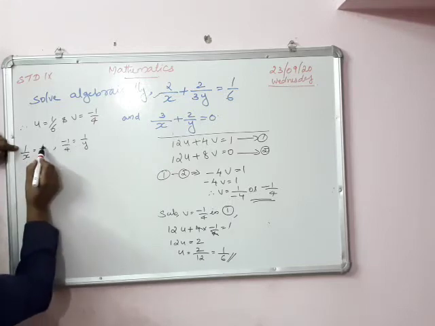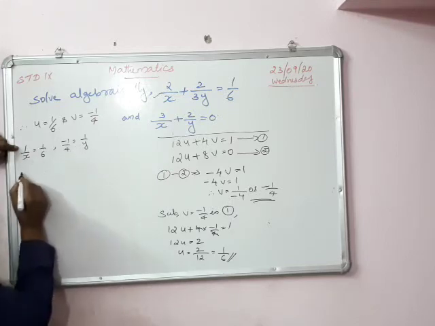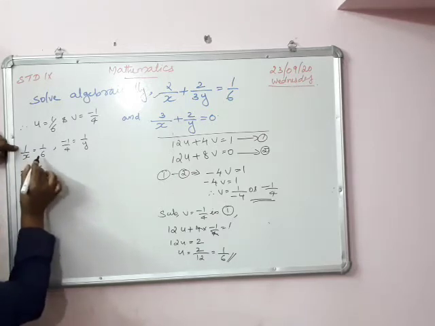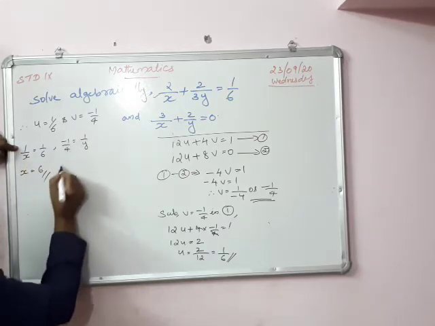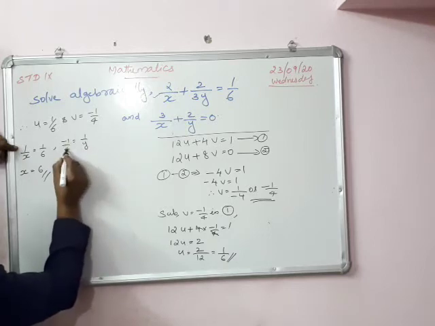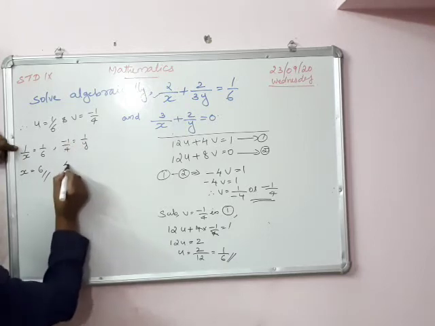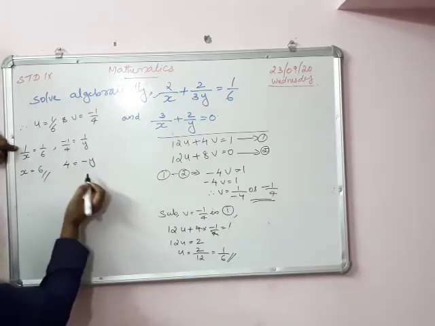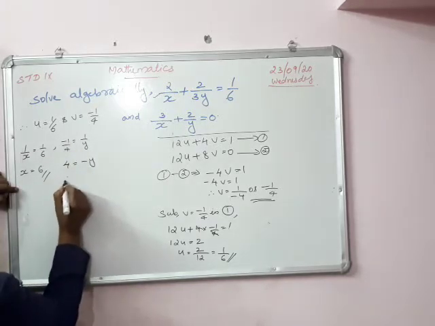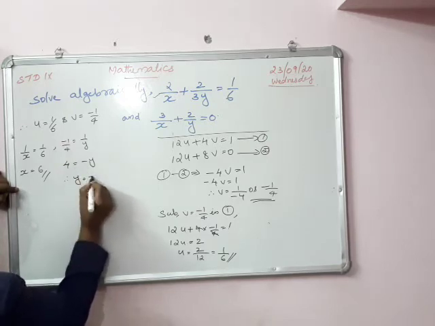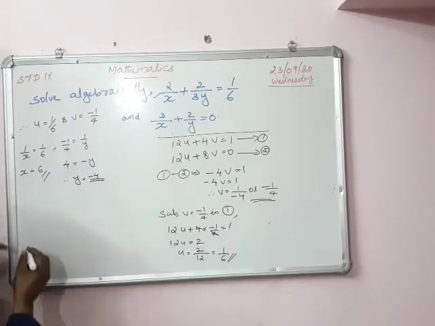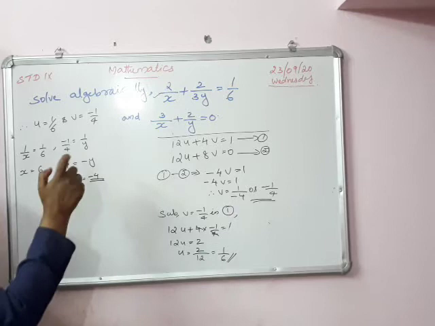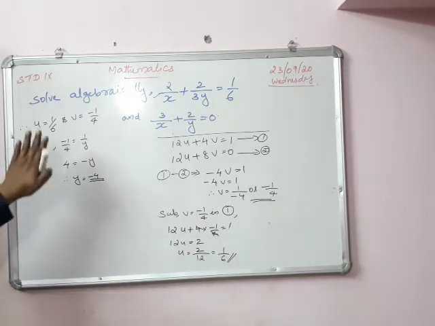Then by cross multiplication, x into 1, x is equal to 6. So the value of x is 6. Similarly, for y, 1 into 4 is equal to minus y into minus 1, cross multiplication. Therefore y is equal to minus 4. So x is equal to 6 and y is equal to minus 4. This is the answer to this question.